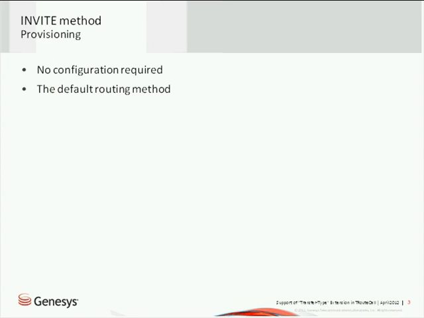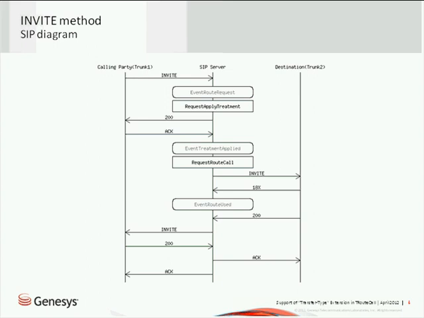The invite method for call routing doesn't require basically any provisioning. It's the default method of routing. For example, you don't have to configure any SIP Server options anywhere, neither at the SIP application level nor at the level of the DMs participating in the call scenario. Here is the underlying SIP flow and T-Library request flow diagram.